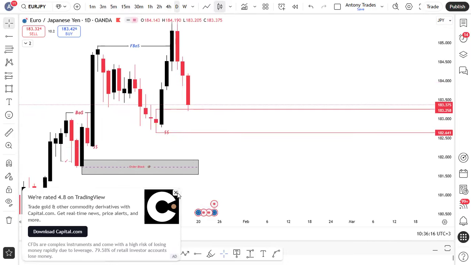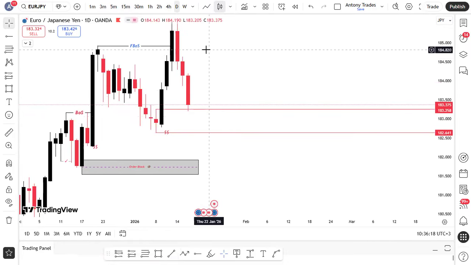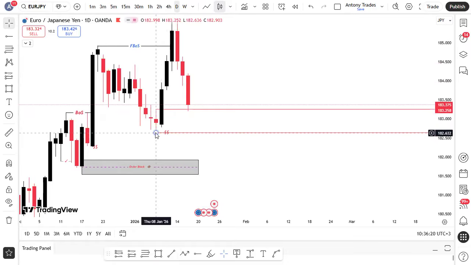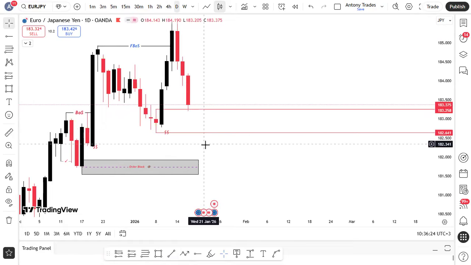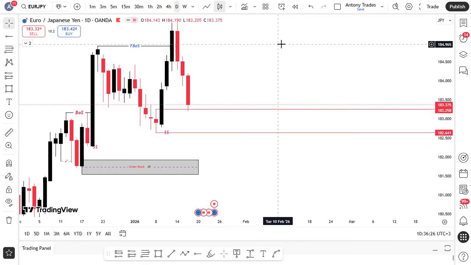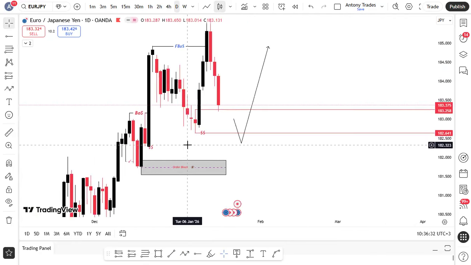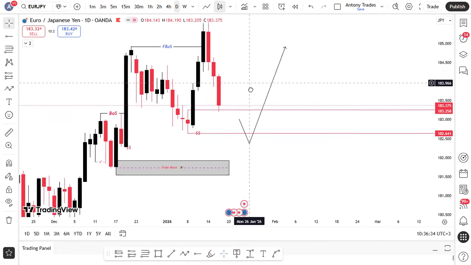But for me, if I was to trade this pair, I would expect this low to be taken out. I would expect this low to be cleared. Then from there, the market should give me a change of character for me to go bullish. So guys, that is it on our today's top-down analysis.